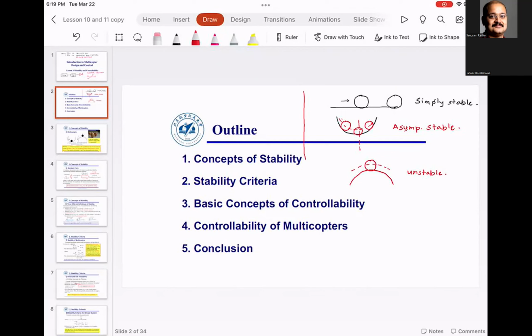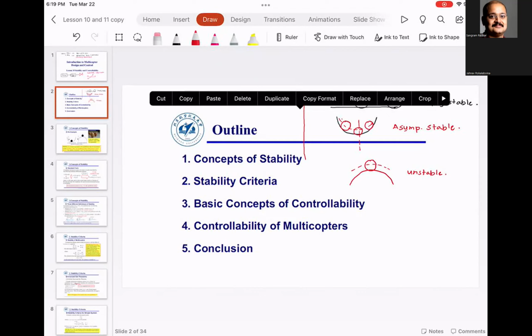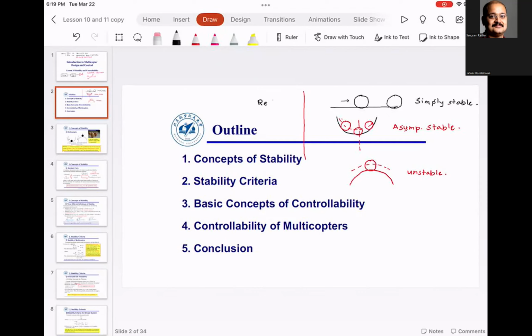Do you remember eigenvalues? We talked about it. Real part of eigenvalues is 0. Real part of eigenvalues is less than 0. And real part of eigenvalues is greater than 0. And this is something I discussed in that class, but I will try it again.